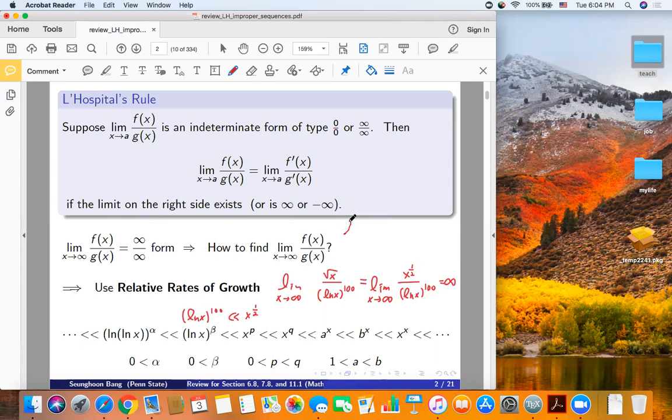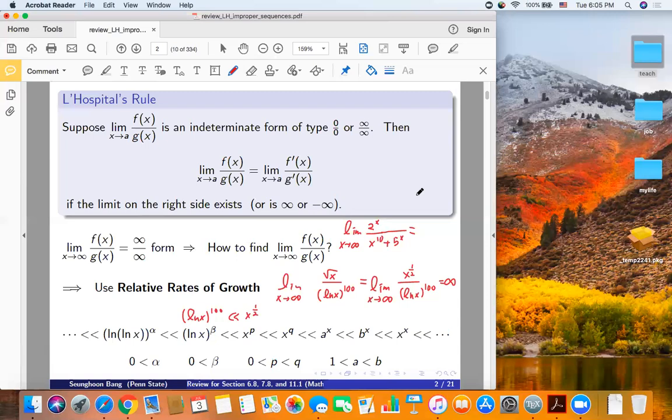You can try to solve one more problem. The limit as x approaches infinity of 2 to the x over x to the 10 plus 5 to the power x. What is the answer? Do you know the answer of this question? 2 to the x over x to the 10 plus 5 to the x. So what is the answer?